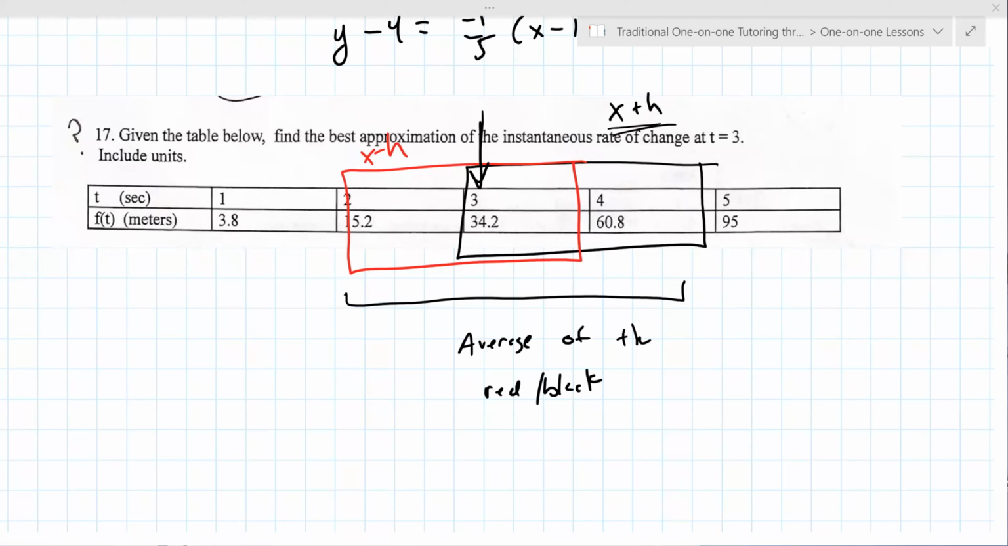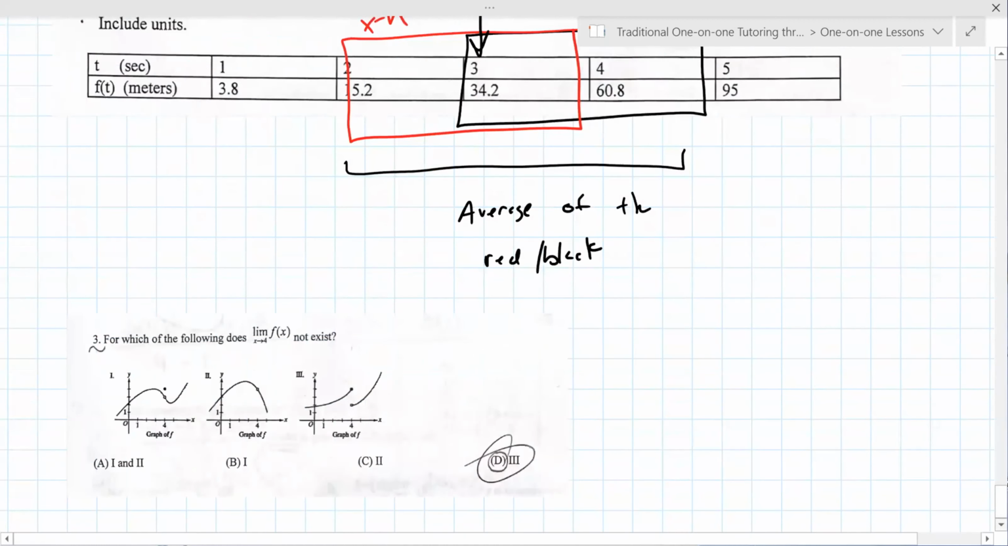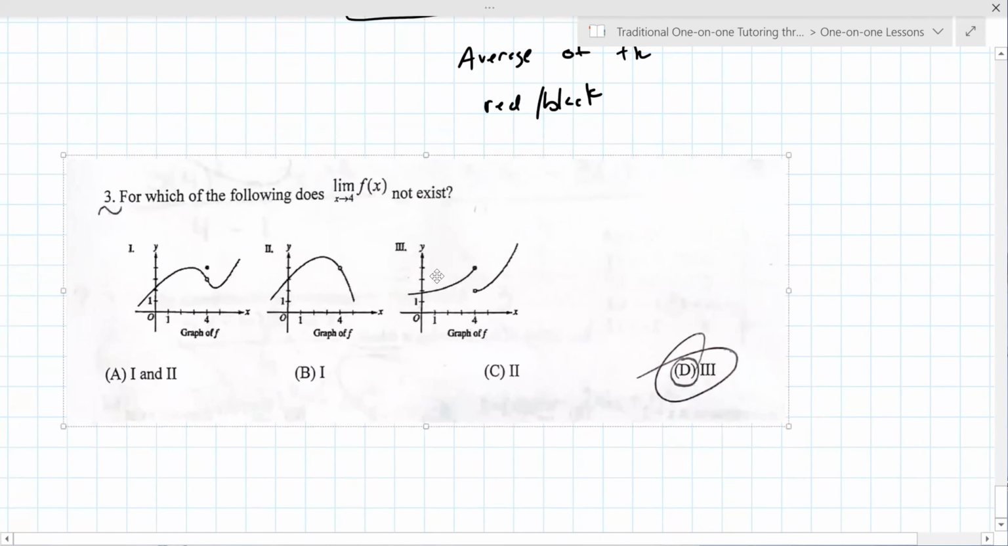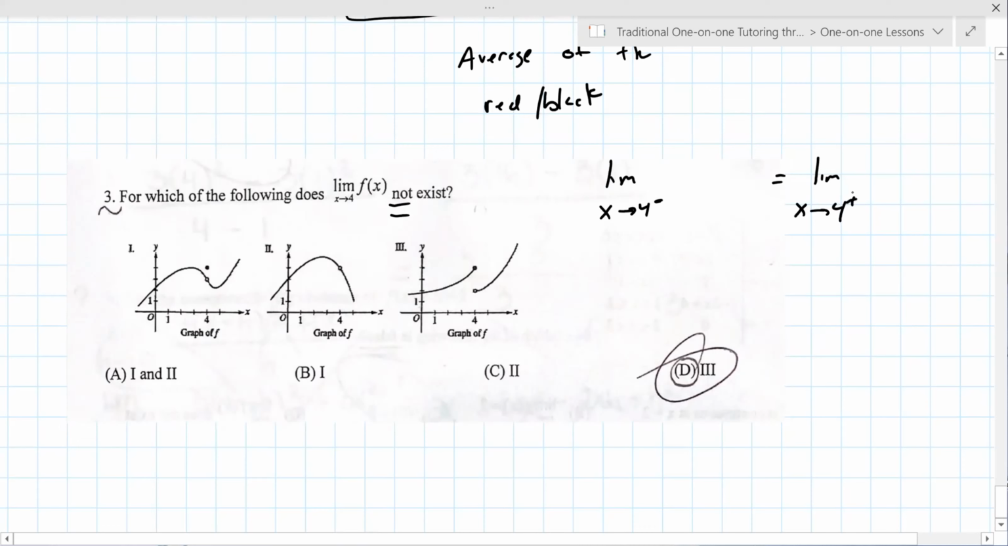Okay, good. For which of the following does the limit not exist? Okay, let me snip it in. And here's another thing: you're getting the style of your instructor's questions. Unless this is just an oddity, they like multiple choice, these kind of 1s and 2s things. So which of the following does the limit not exist? The limit exists when the limit from the left equals the limit from the right. So basically, does it approach the same value?